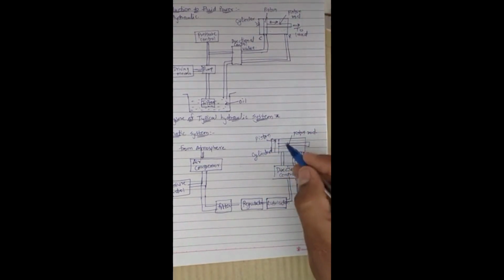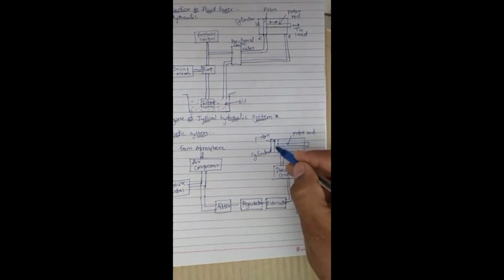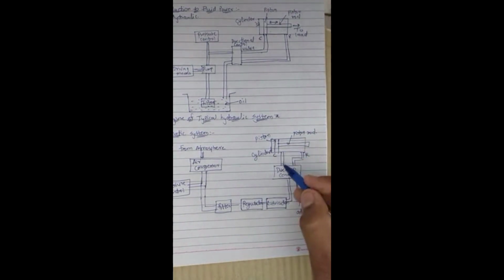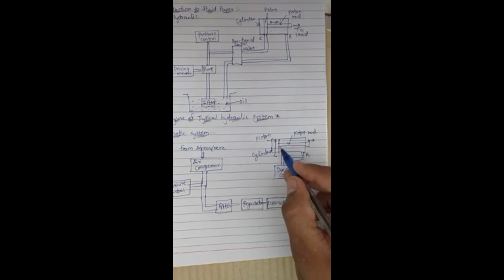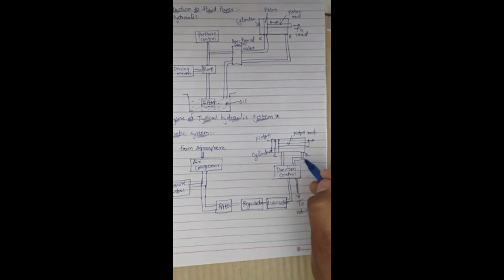Then there is a double acting cylinder, piston cylinder assembly. This is an inlet and outlet. We say here cap end and rod end. Then air enters the cap end. It will move towards left and right, so that the air present at the rod end will go through the direction control to the atmosphere.